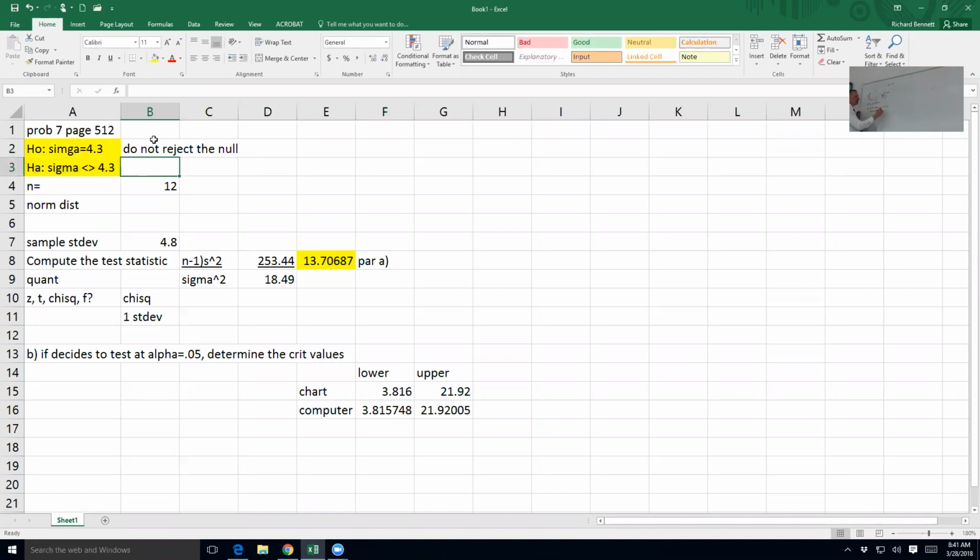sigma is different than 4.3. Now, let me tell you a common mistake. I usually don't tell people this before the test. I'll write this down. Some people may say, and you tell me if this is right or wrong, there is evidence that sigma equals 4.3. Is that a correct conclusion?